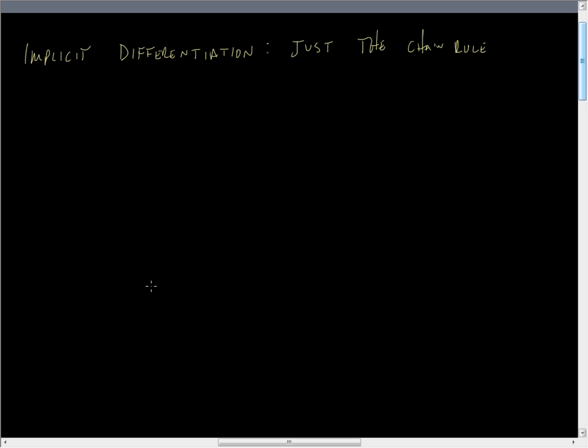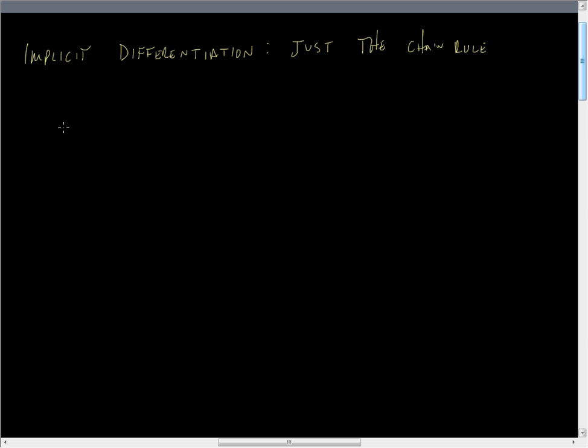All right, let's go ahead and talk a little bit about implicit differentiation. This was one of my hardest things to really get through my head, until I realized it's just a chain rule. That's really all it is.